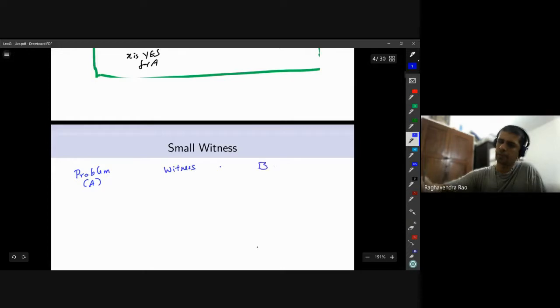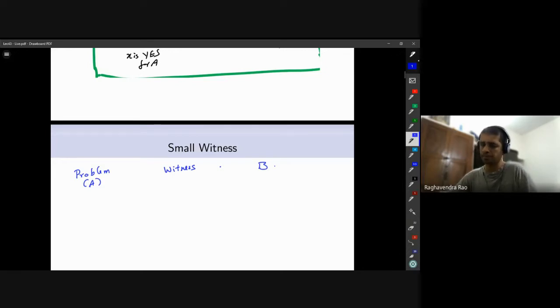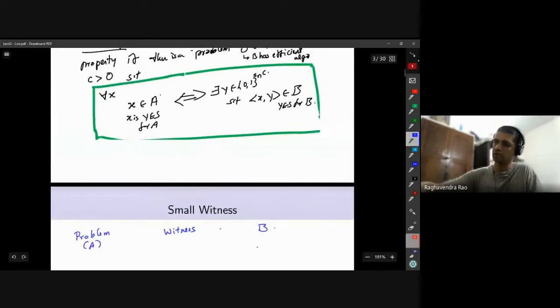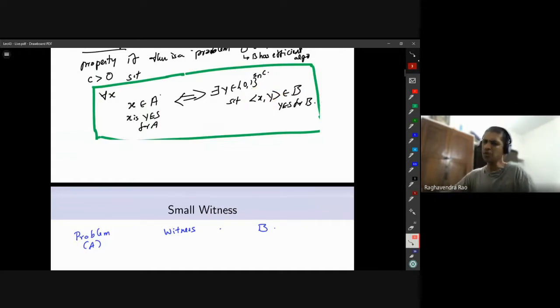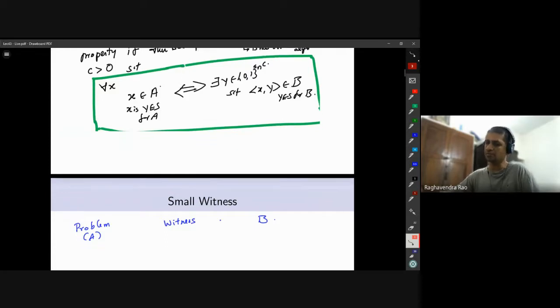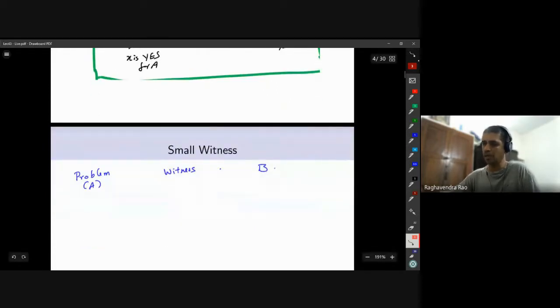So remember that a decision problem, we can always write the S instances of the problem as a set. So we'll treat A and B as sets. That is why I've chosen this notation. This is basically saying X is an S instance for A. Similarly, XY is an S instance for B here. So I'll use set notation, and I'll write the witness and the problem as sets.